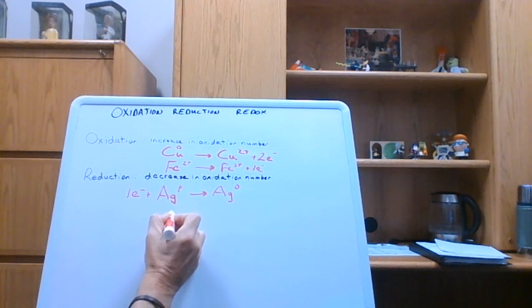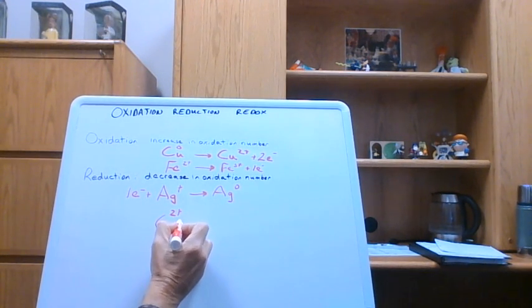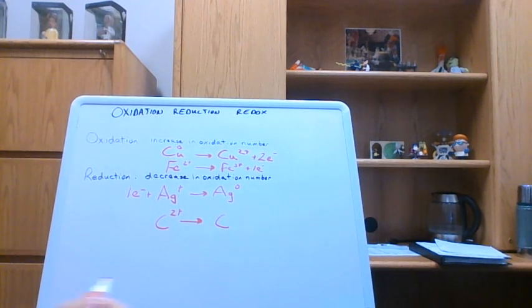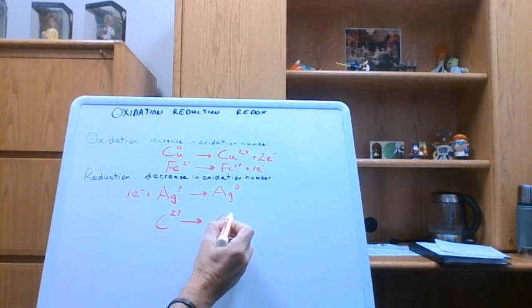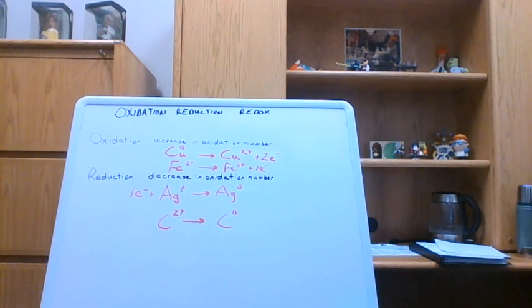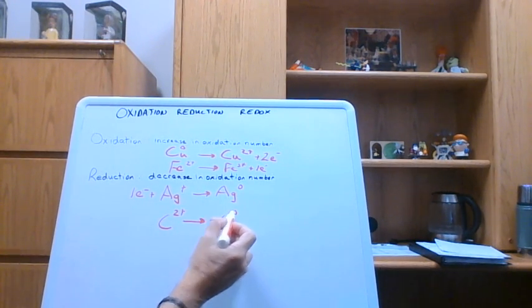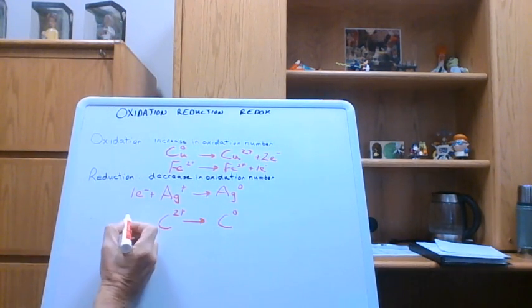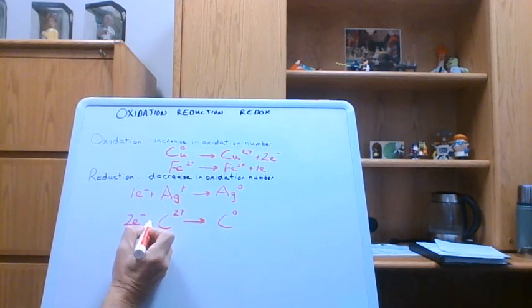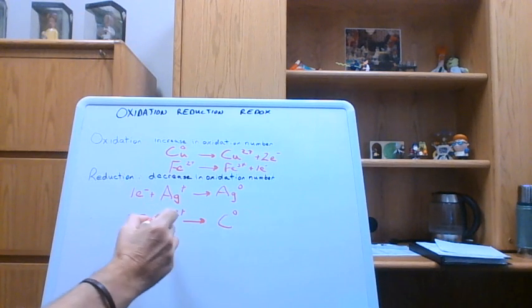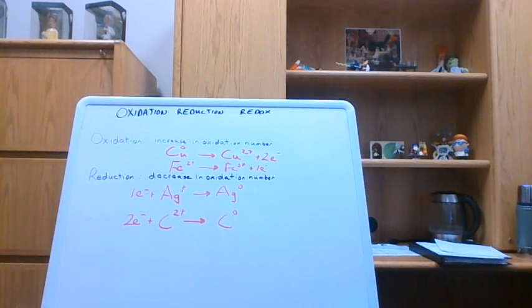If we had something like carbon with a 2+ charge and it was becoming elemental carbon, it's elemental, so it has a 0 oxidation number. If you're having trouble with oxidation numbers, go back and watch the video on oxidation numbers. Here we have a 0 charge, here we have a +2 on this side of the arrow, so we add 2 -1 charges. Now we have a -2 and a +2, so 0 charge, and that's a reduction.